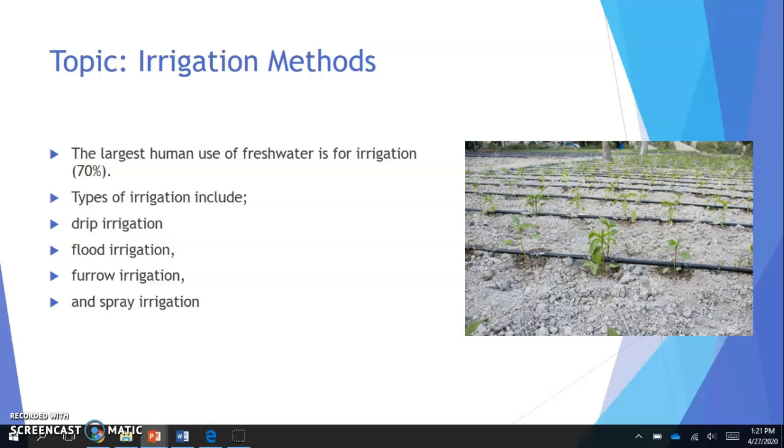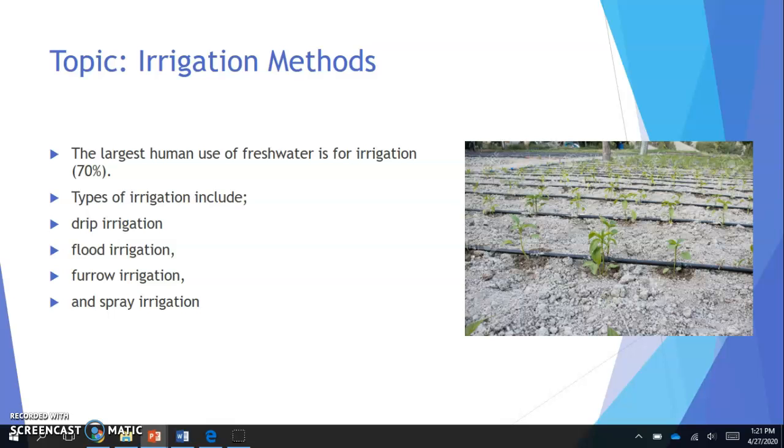So there are different types of irrigation. These include drip irrigation, flood irrigation, furrow irrigation, and then spray irrigation. We're going to go over each one of these individually in just the next few minutes. The picture on the screen right here is of drip irrigation. You should remember that drip irrigation is the most efficient irrigation in terms of water use.